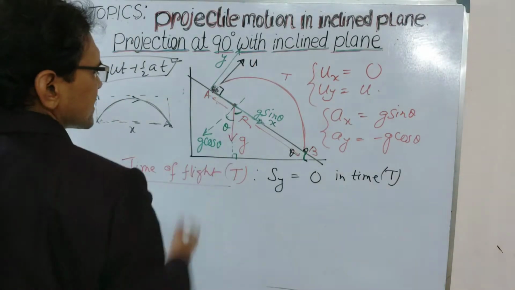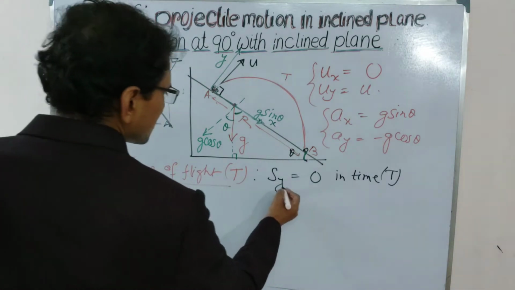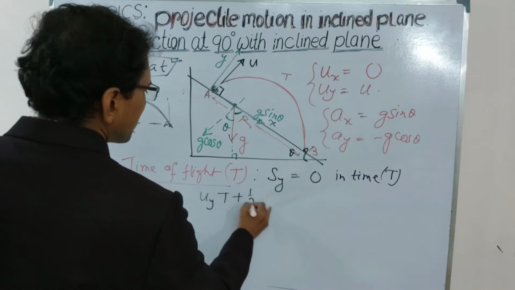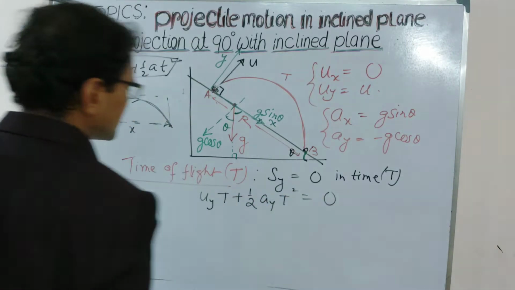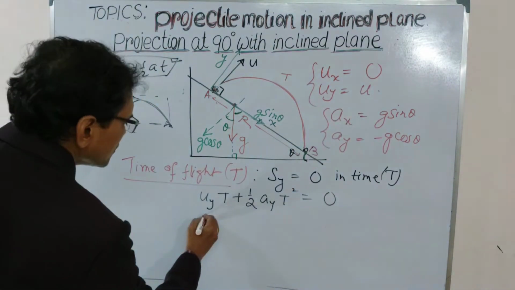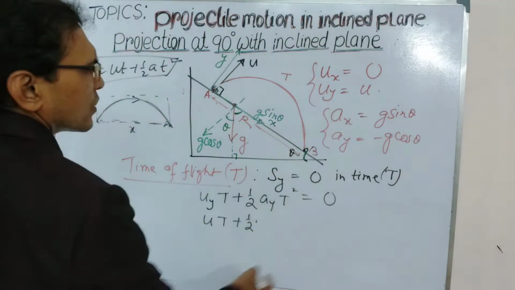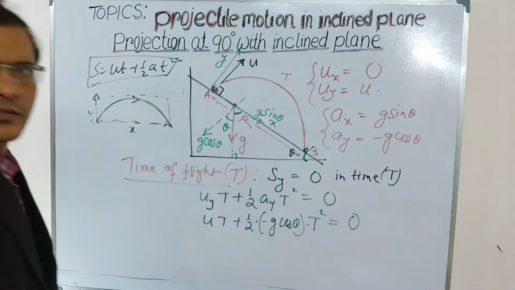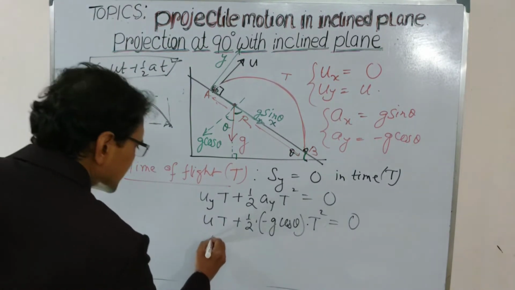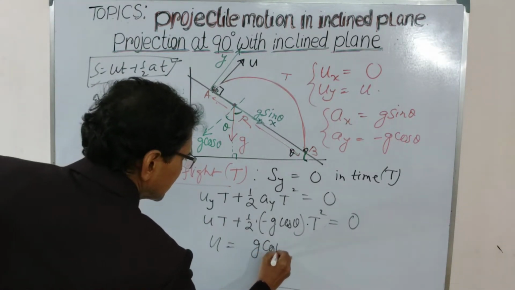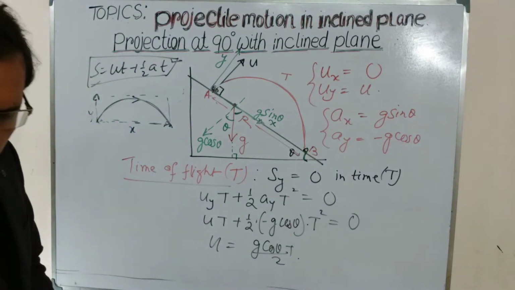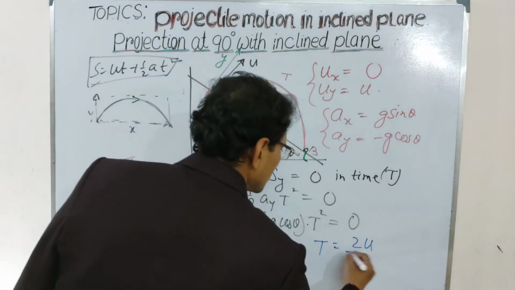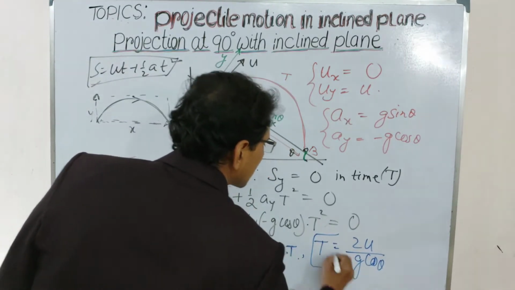So along the y direction, what is the equation? s equals ut plus half at squared. So sy equals uy t plus half ay t squared. Now what is uy? uy equal to u. And what is ay? This. So if we cancel t, we get the time of flight. So this is the time of flight.